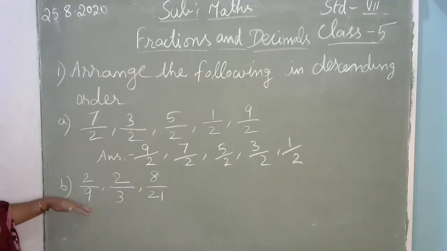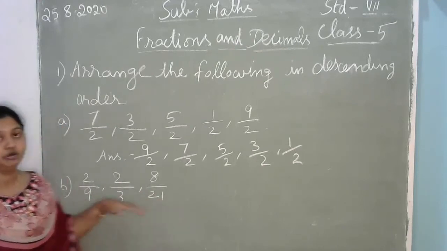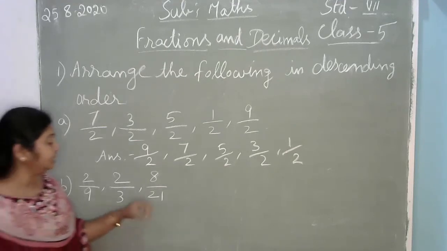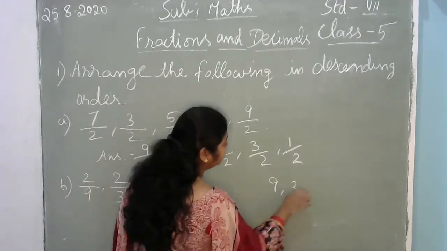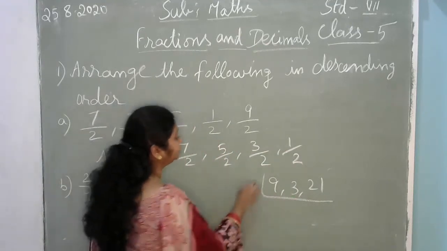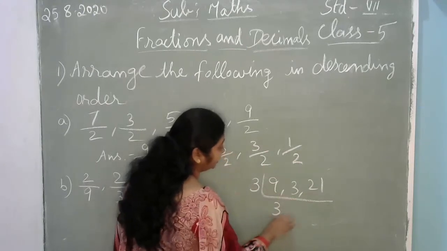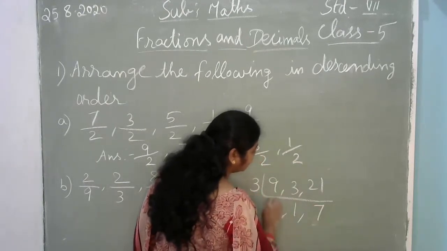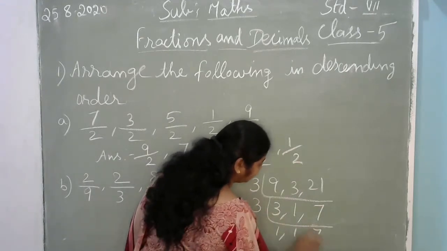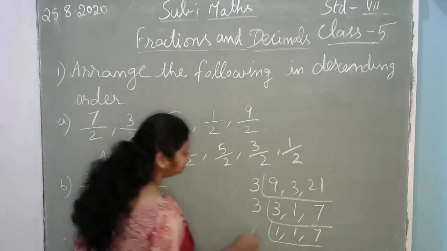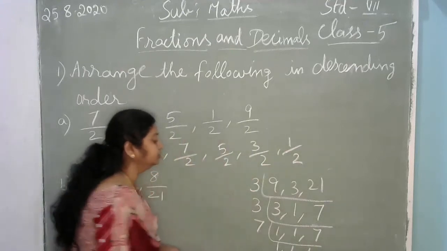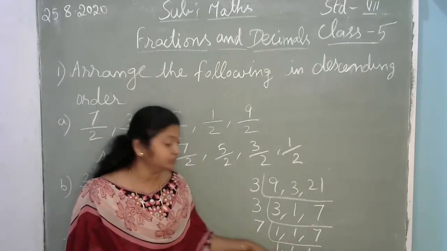See here, the second sum: 9, 3, 21. The denominators are different, so what you should do is take the LCM of 9, 3 and 21. These three numbers will go in the 3 table. 3 3s are 9, 3 1s are 3, and 3 7s are 21. So take the 3; we get 3, 1, 7. And again this will go in the 7 table, so take 7 here. We get 1, 1, 1. In LCM, at last you have to make all the numbers 1.